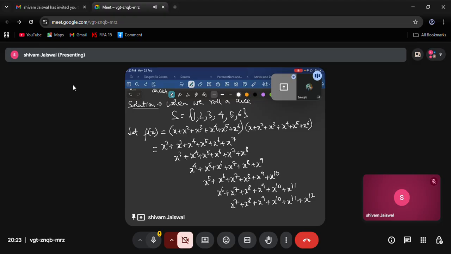Okay, you people tell me, how many terms are there without addition? We are not adding. Without addition, how many terms are there? 36. 36, right, Sarthak? And Sarthak, what is the total number of outcomes when you roll two dice? Whenever we roll two dice, 36 only. Right, tell me. Are you people able to understand?